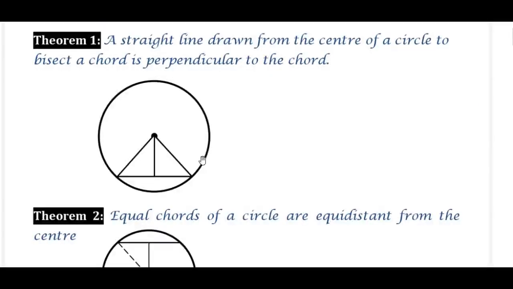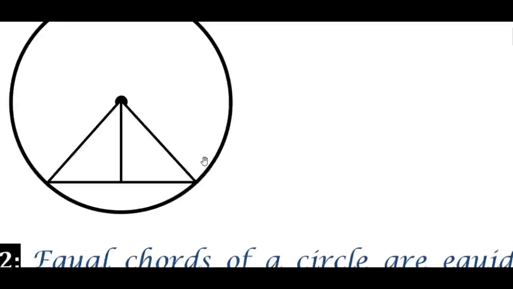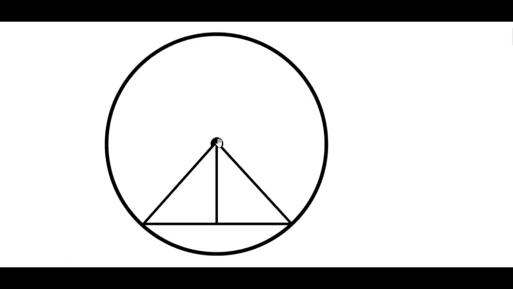So, theorem 1. A straight line drawn from the center of a circle to bisect a chord is perpendicular to the chord. All right. So what this theorem is simply saying, let's see this circle. It says a straight line, this one here, drawn from the center of a circle. So let's say this is center O.